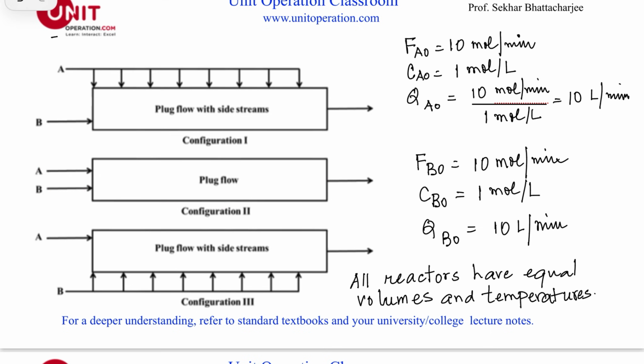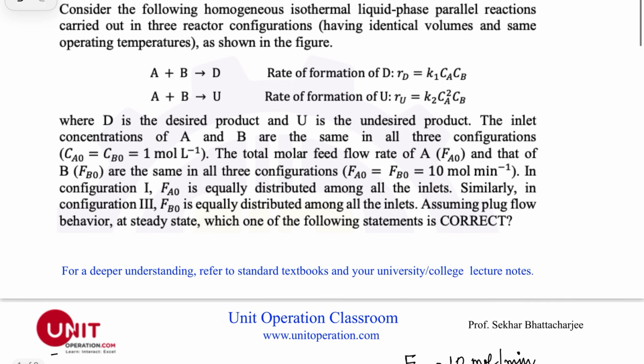In configuration 3, the entire 10 liters per minute of A is entering here, at a concentration of 1 mole per liter. But here, B is entering as a side stream at several different points. Let's say there are 10 points, so there will be 1 liter per minute of B entering at each of these points. So here A is entering at the inlet, and B is entering as side streams. Okay, so these are the three reactor configurations.